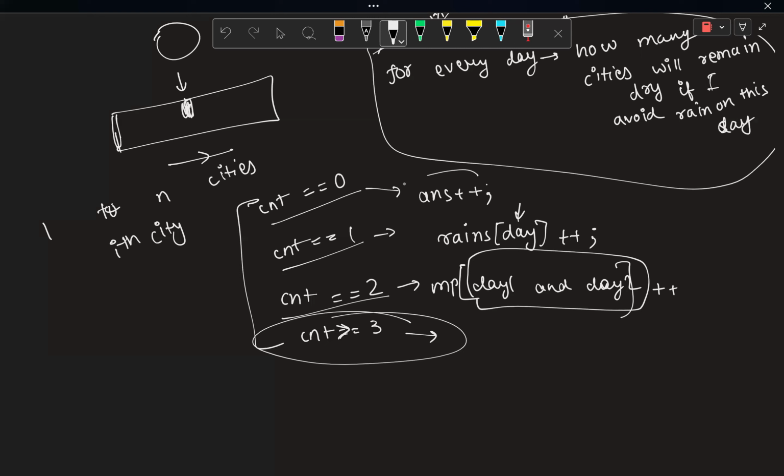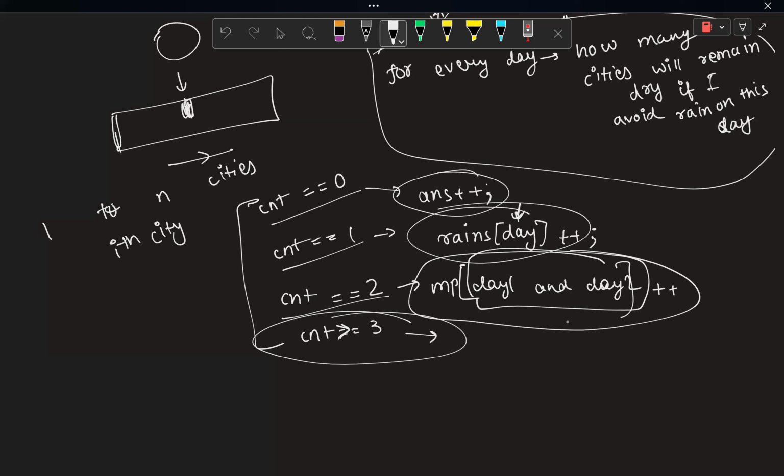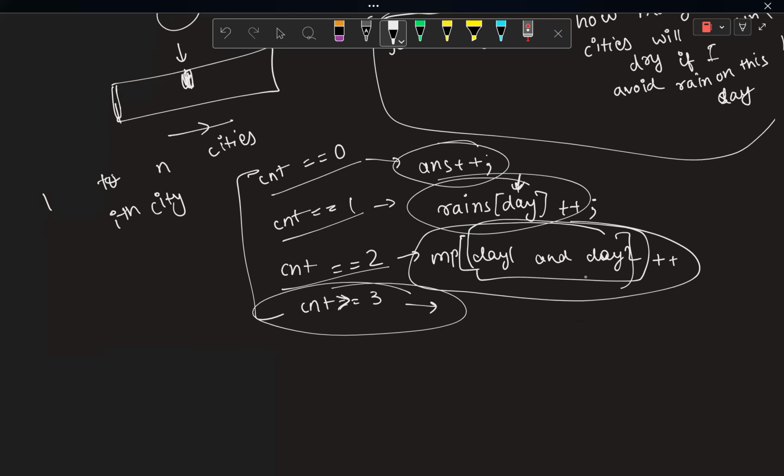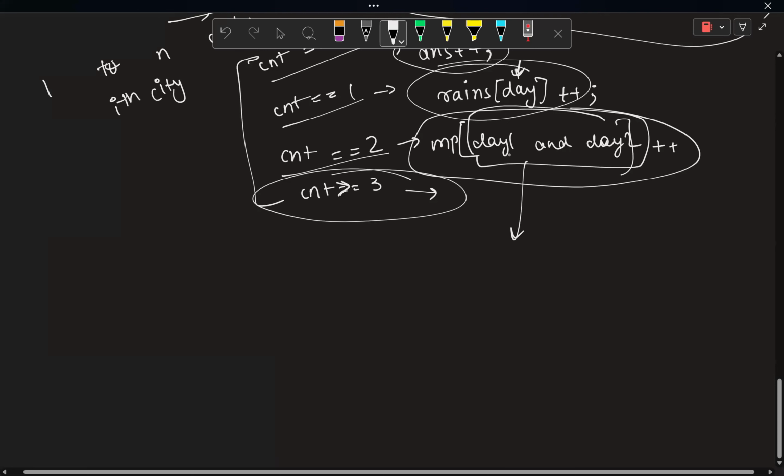If it is 0, then just increment the answer by 1, because you know that it will definitely remain dry. If the count is 1, it means that if you avoid this day, then the city can become dry. And if it is 2, then it means that if you avoid both of these days, then it can remain dry.